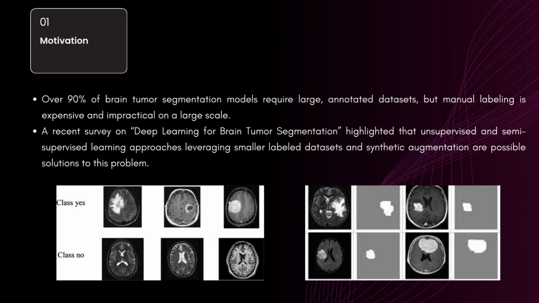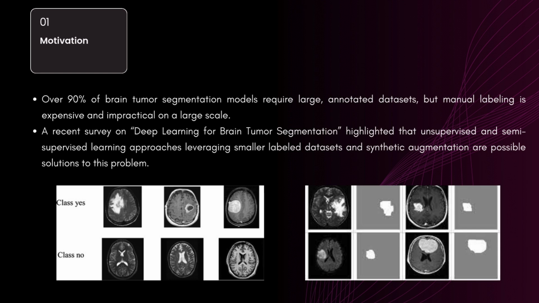And also, there was a recent survey on deep learning for brain tumor segmentation, which highlights the unsupervised and semi-supervised methods as promising alternatives. By using smaller labeled datasets and synthetic augmentation, these approaches can significantly reduce the reliance on manual annotation.